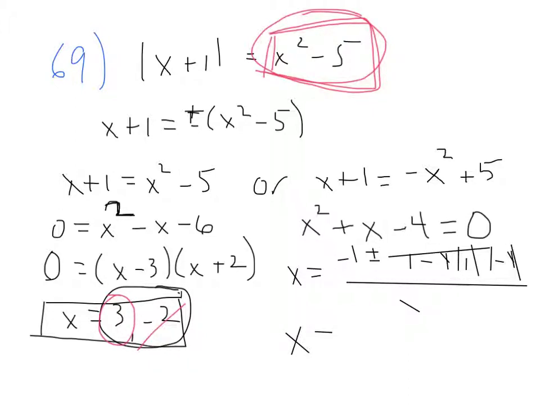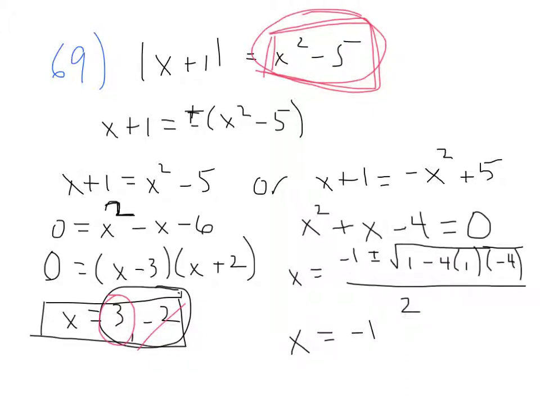all over 2 times a, which is 2 times 1, which is simply 2. So we get negative 1, plus or minus, the 2 negatives turn positive, so you have 4 times 4 is 16, plus 1 gives us root 17, all over 2. Those are your other solutions. To make sure that those work, we would have to plug them back up into here to make sure that it makes it positive.